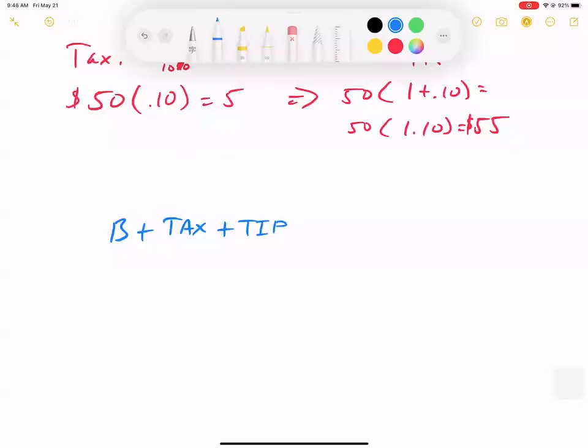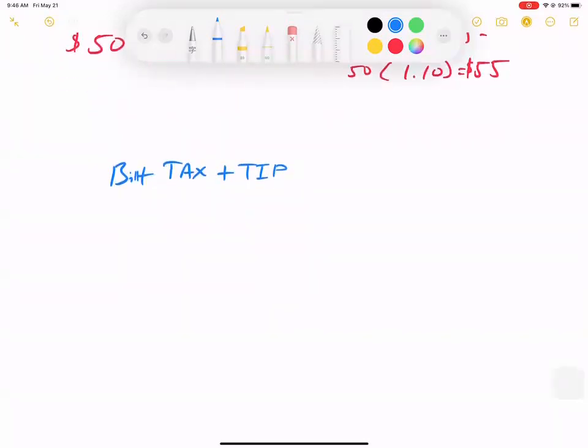We have tax and tip. You have the bill, plus you have tax and tip. And people don't realize how much tax and tip is. Let me go ahead and give you an easy illustration of that. Let's say your bill was $10.